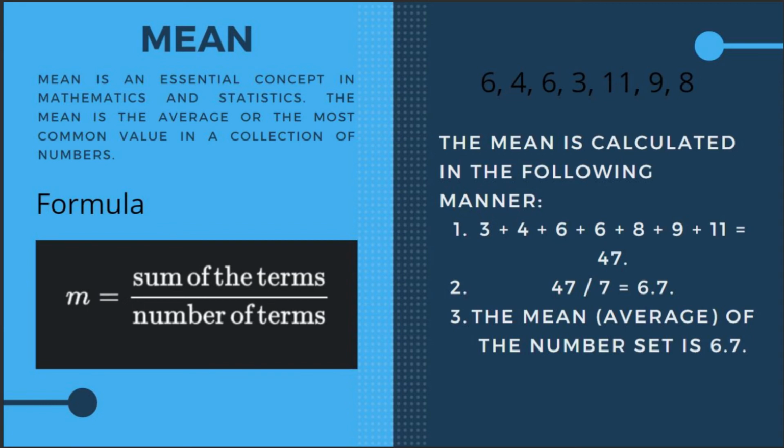The mean is calculated in the following manner. First, we have 3 plus 4 plus 6 plus 6 plus 8 plus 9 plus 11 is equals to 47. Next is 47 divided by 7. Then the mean or the average of that numbers set is 6.7. So the 6.7 is actually the mean of that group data. The mean of a dataset is found by simply adding all the numbers in that dataset and then dividing by the number of values in the set.